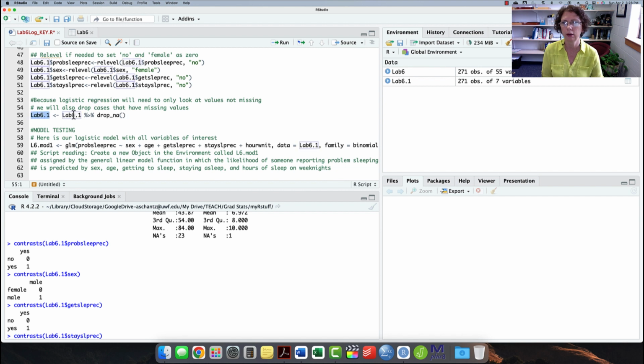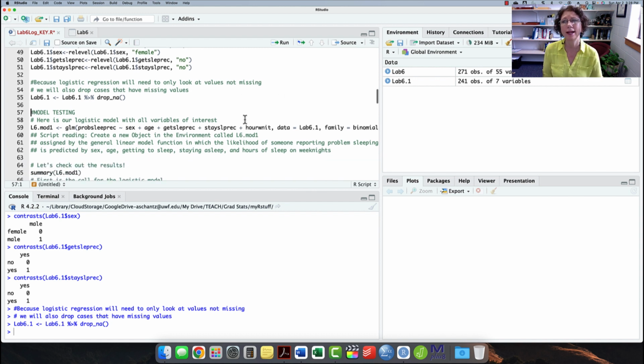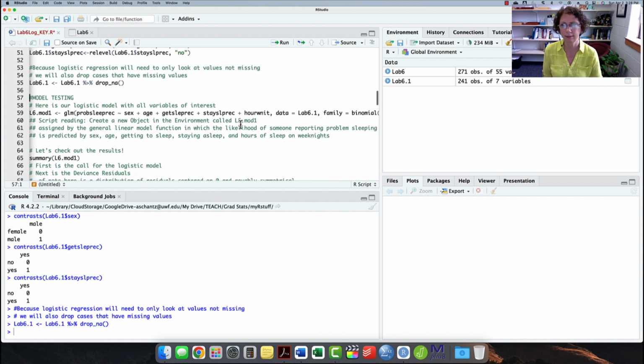So writing on to Lab6 1, so I'm overwriting, then drop the NA observations. Remember, we have 271 when we imported. I'm going to run this, and now we have 241. So I had 30 cases represented there that were missing values. Okay, now we're ready for model testing.